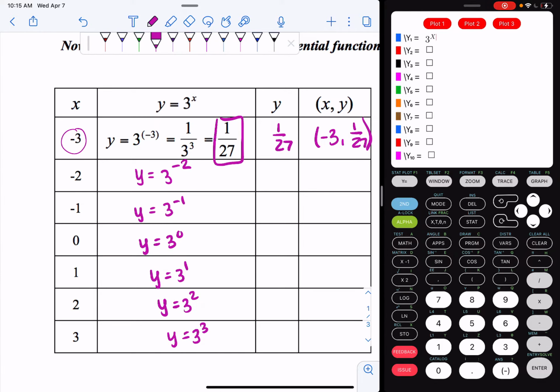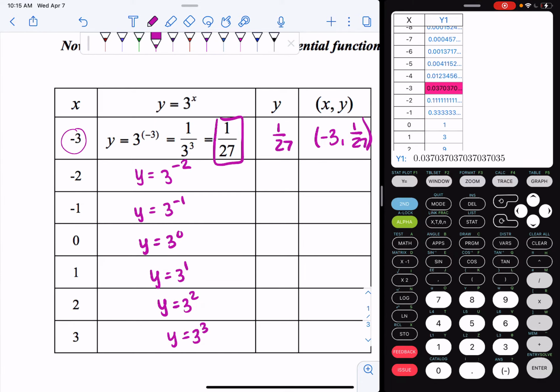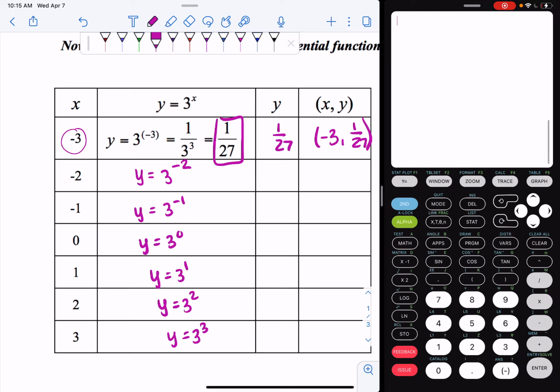Now, when I type in 3 to the negative 2, I get 0.1111. I don't know what that is as a fraction. So I'm going to go back to my main screen and type in 3 to the negative 2. I'm going to hit enter, and I get that exact same thing, but I really want the fraction. So I'm going to hit math, enter, enter, and I get 1 over 9. And it converts it to a fraction for me. So I would be plotting negative 2, 1 over 9.